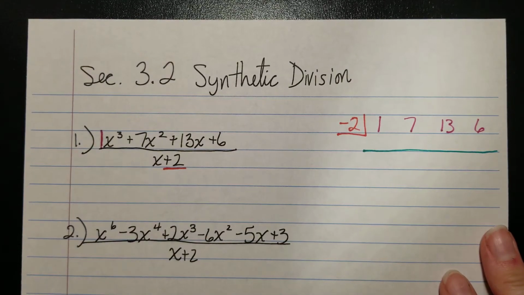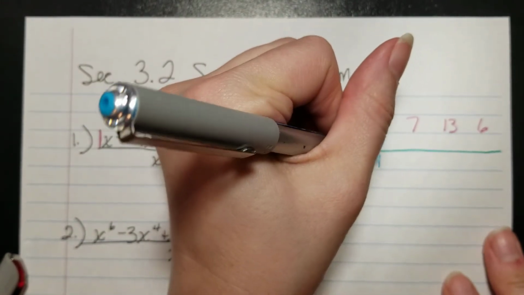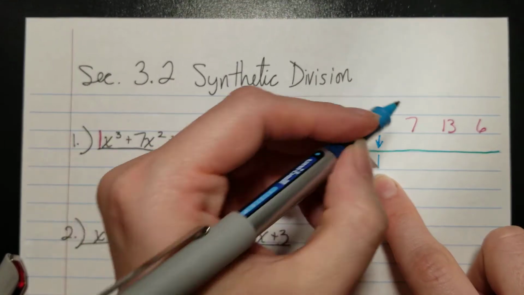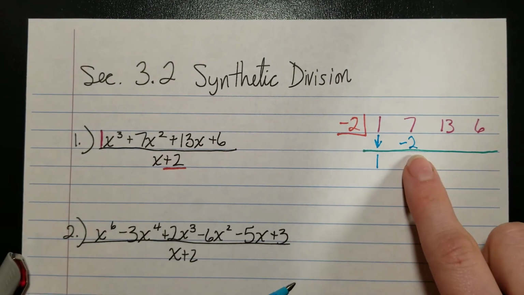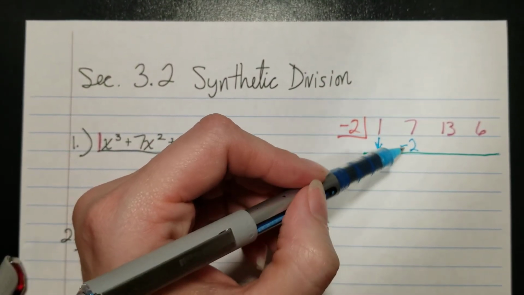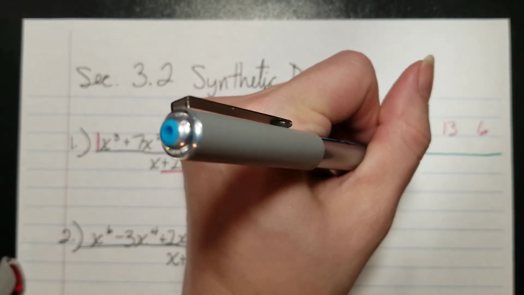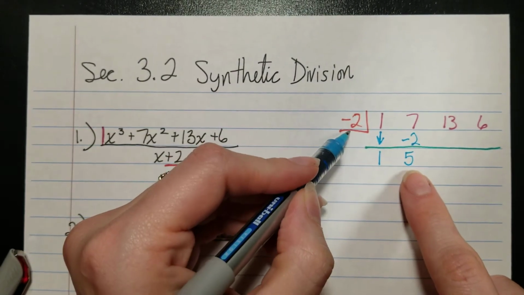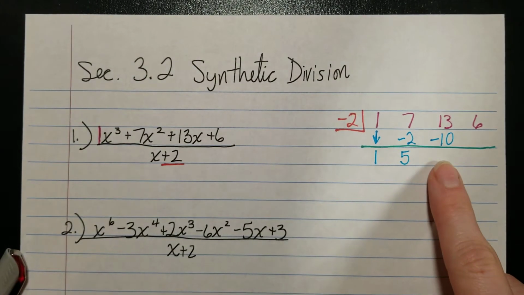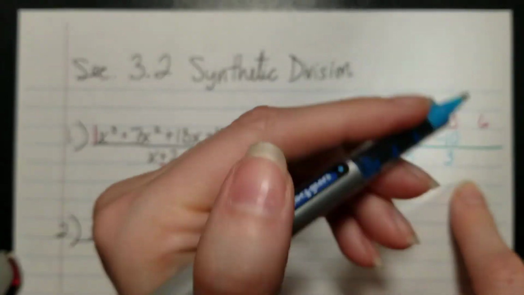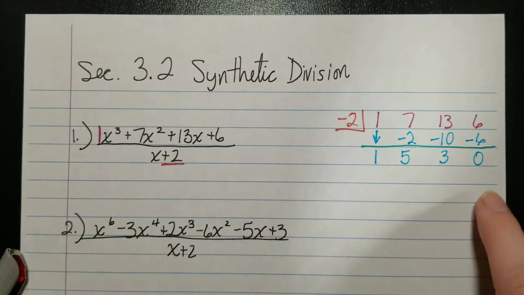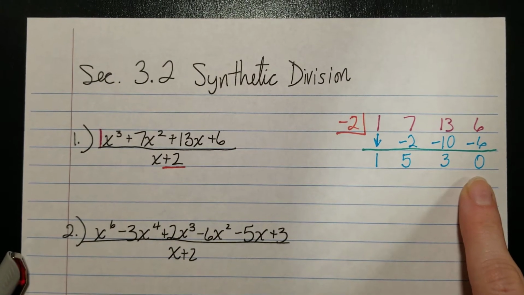Then we bring down the first number, so bring down the 1. Then 1 times -2 equals -2, and we write that underneath the next coefficient. Then we add, which in this case feels more like subtracting since it's negative. So that's 5. Then we multiply again: 5 times -2 is -10, and 13 minus 10 is 3. Then 3 times -2 is -6, and 6 minus 6 is 0. That last number is the remainder, so we have a remainder of 0 in this case.